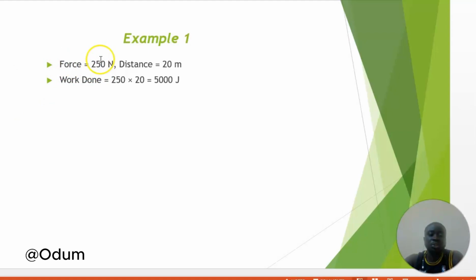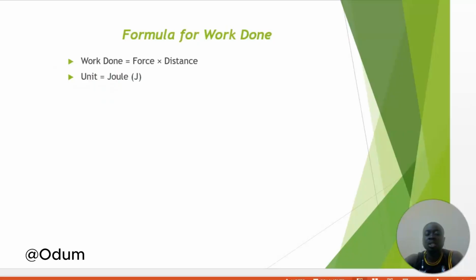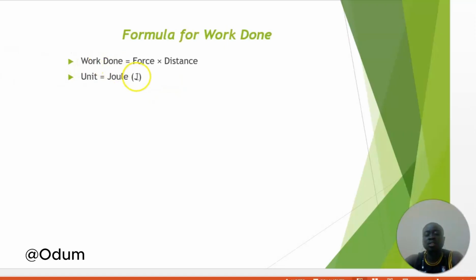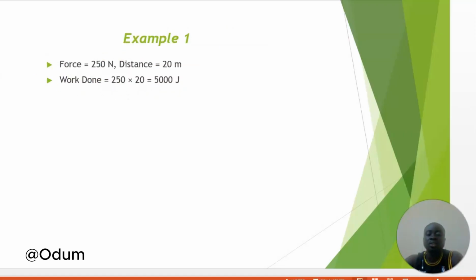When you are given a force, let's say a force of 250 newtons and a distance of 20 meters. Basically, distance is in meters. If you have to calculate the work done, since we know that work done is force times distance, just multiply. So the work done is force, 250 newtons, times distance, 20. Since the unit of work done is joules, we add the unit to it. So we have 250 times 20.